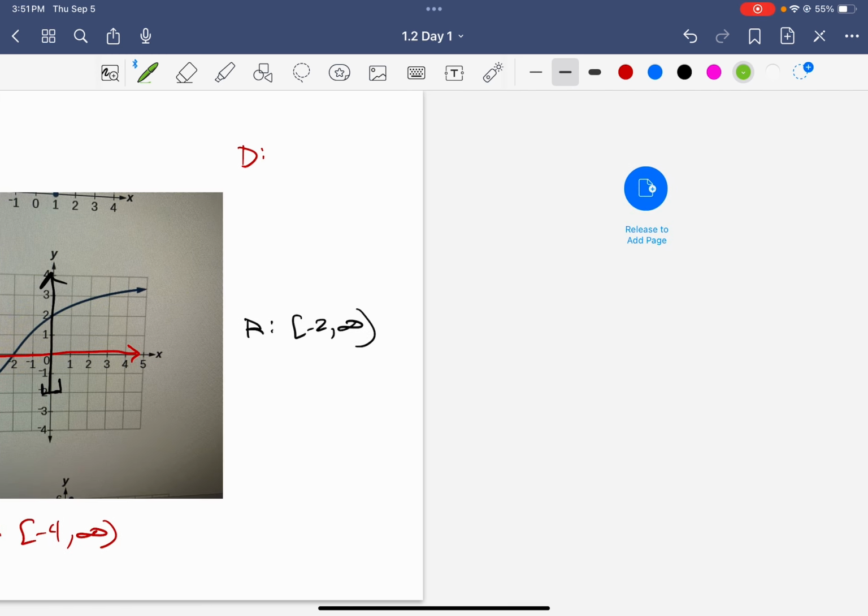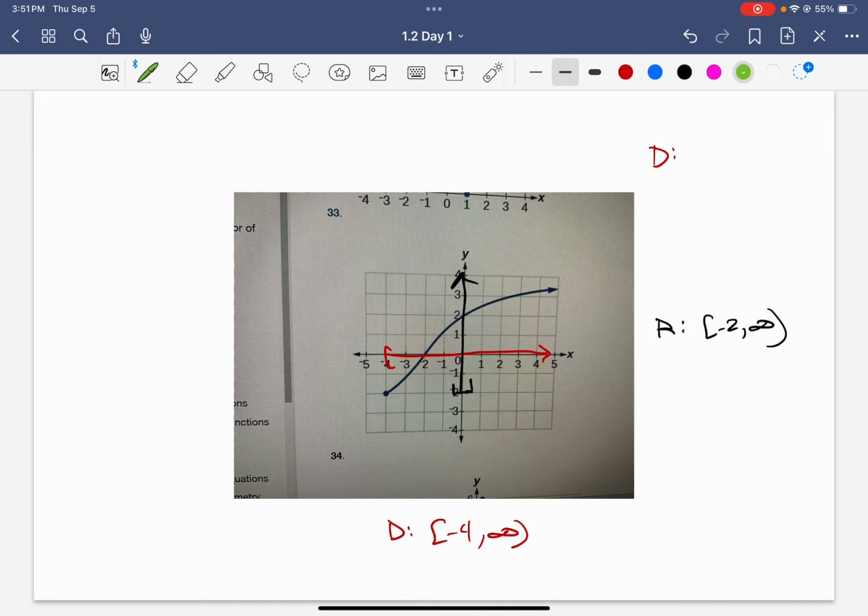And then the last problem, when we're thinking about domain for this thing, it looks like we just go from -4 out to infinity. So it goes this way when we're thinking about domain. And then the range, it seems like we get all the way down from -2 to infinity.